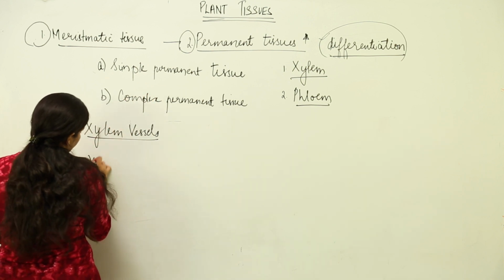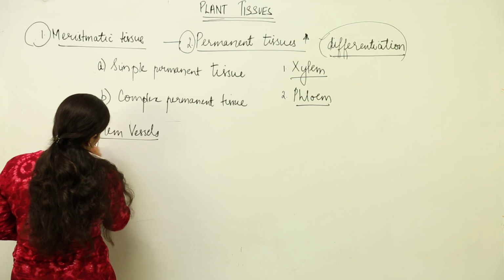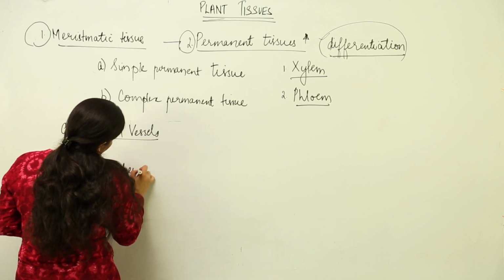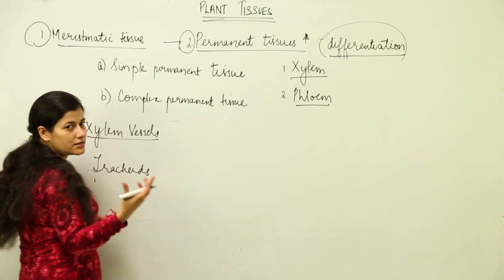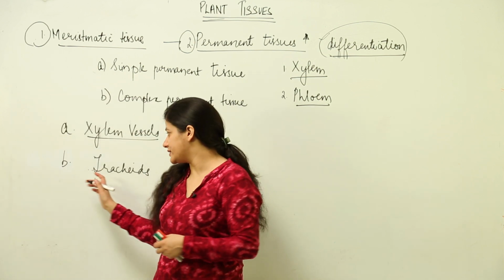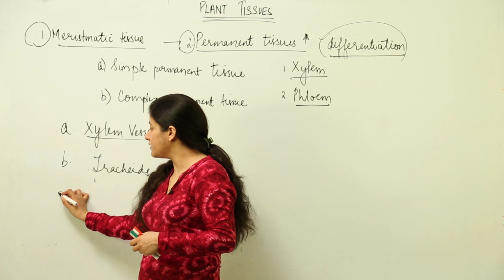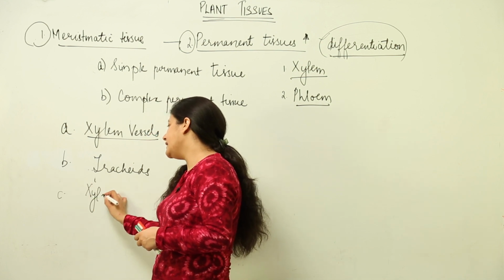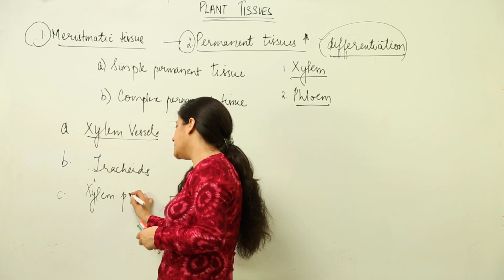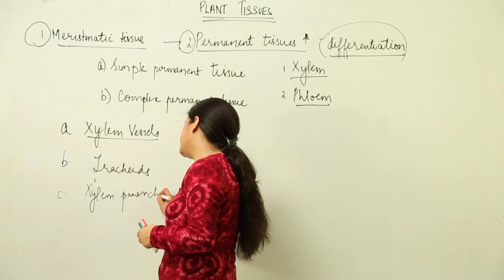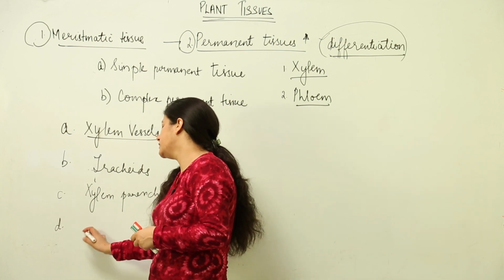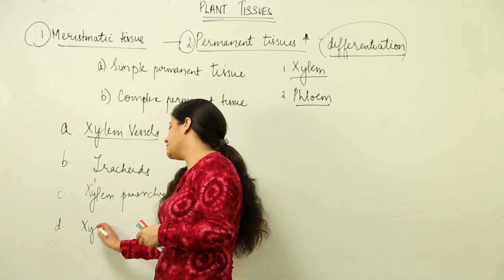Second is tracheids. These are, you can say, accessory water carriers along with vessels, but in certain plants they are the main water carriers. Then we have xylem parenchyma, and then we have xylem fibers.